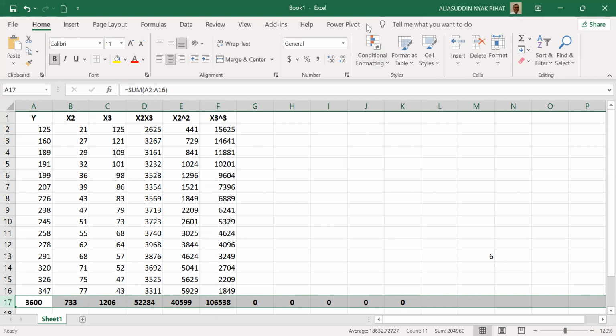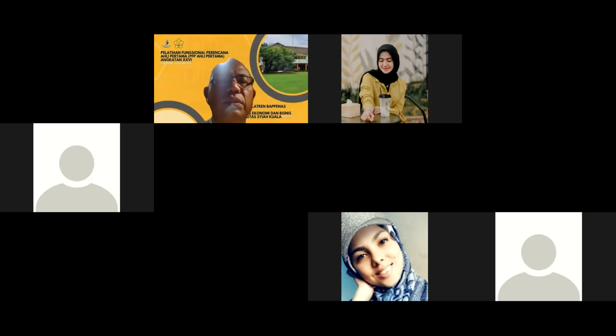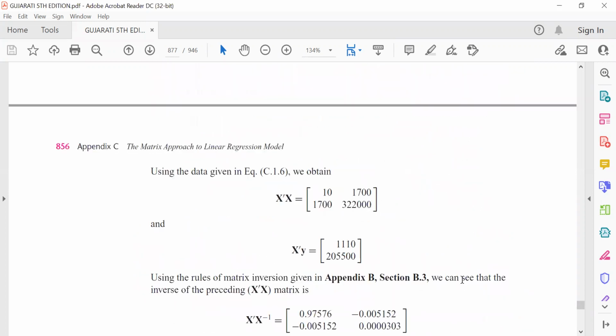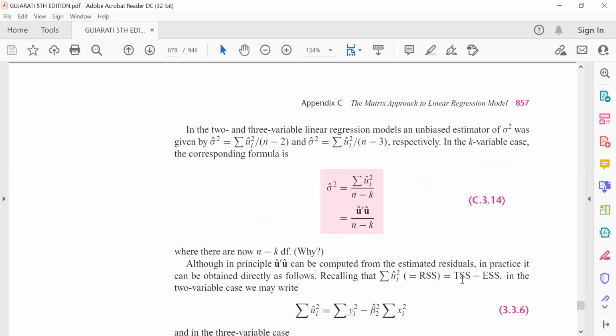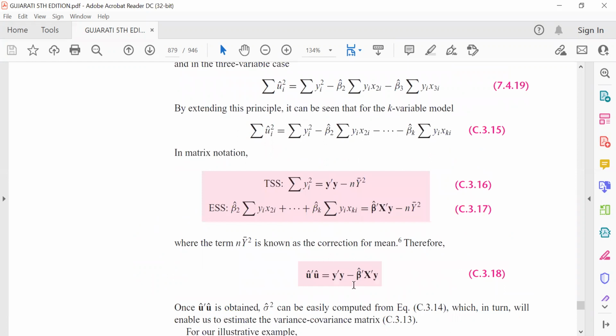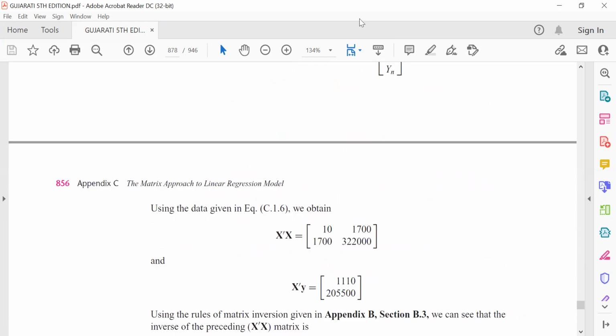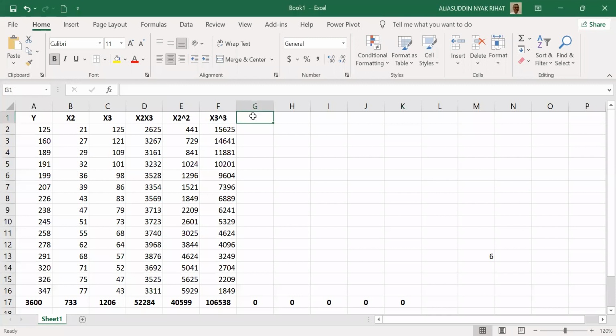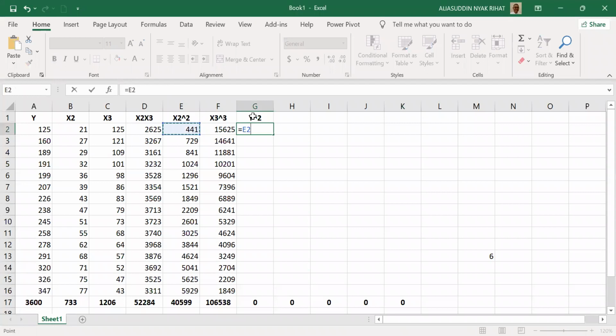We check our formula to make sure that our calculations are correct. Here we have sigma X2, sigma X3, sigma X2 square, sigma X2 X3, sigma X3 square. And if we want to calculate the variance, we have to calculate Y prime Y minus beta prime X prime Y. Here Y prime Y means sigma Y squared.